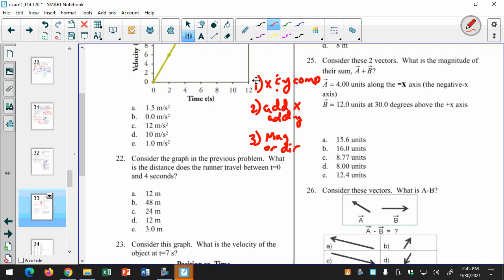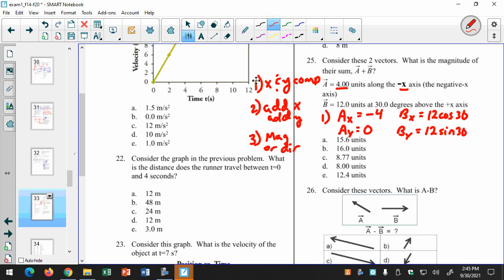All right, so the first step is I find Ax and Ay. Ax is 4 units along the negative x-axis. But that means that Ax is negative 4. And Ay, because that vector is only on the x-axis, is 0. And then you find Bx and By. Now you will have one vector on axis and one vector off axis. In this case, vector A is the on axis vector. Bx is going to be 12 cosine 30, and By is going to be 12 sine of 30.